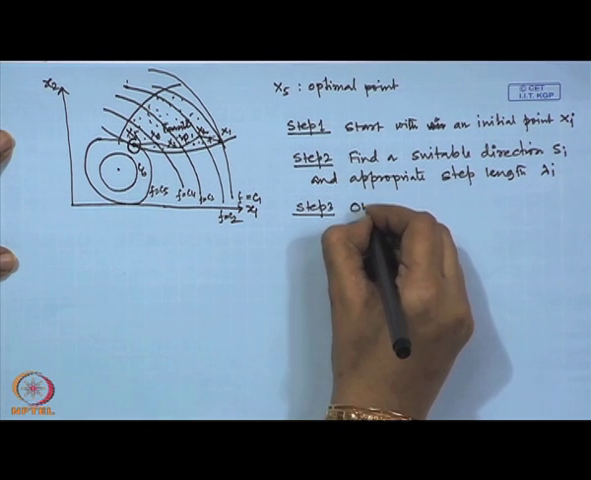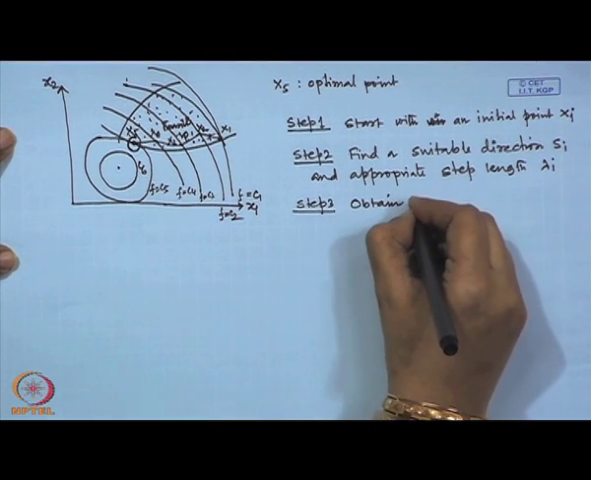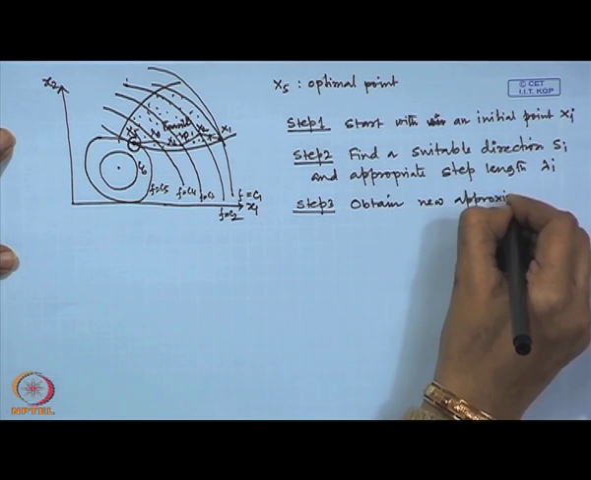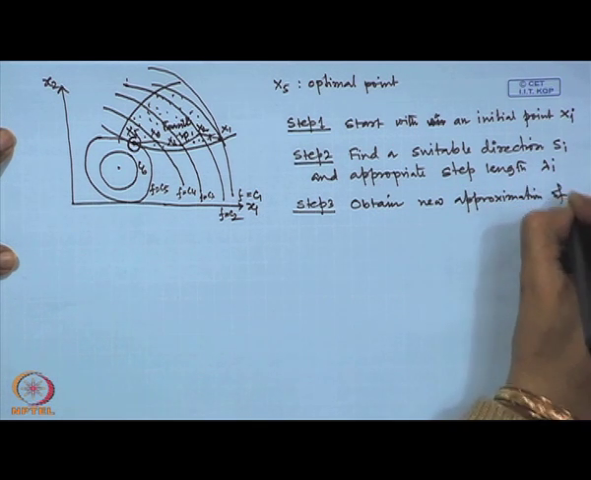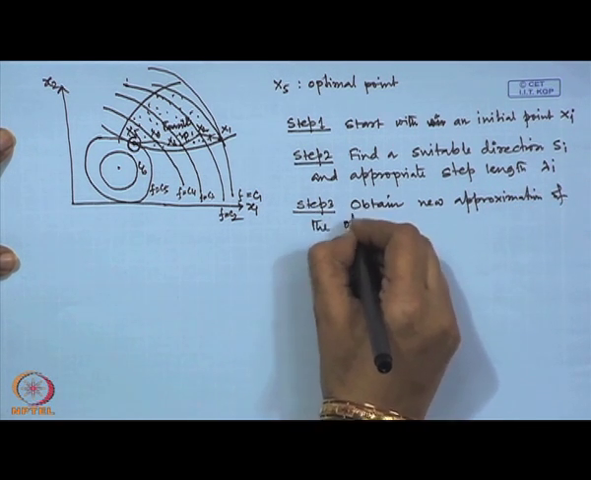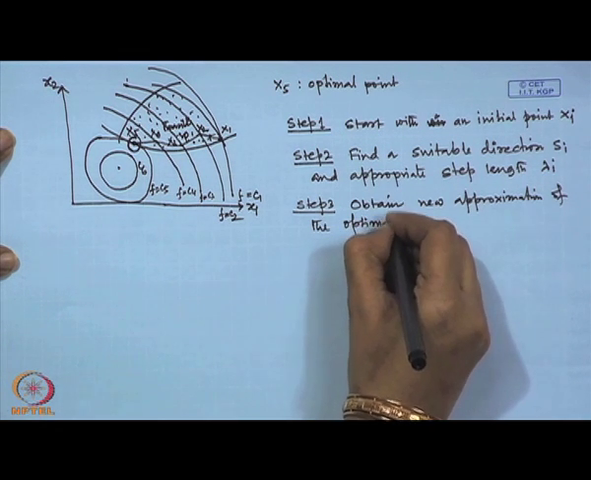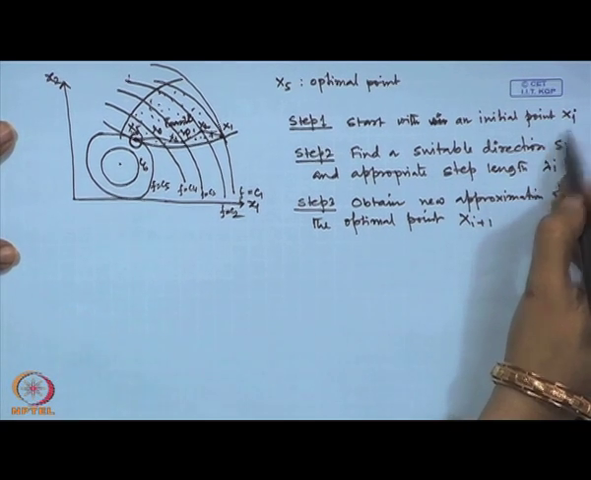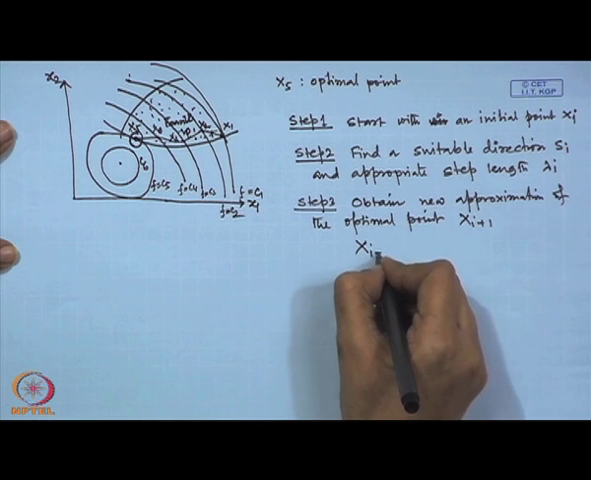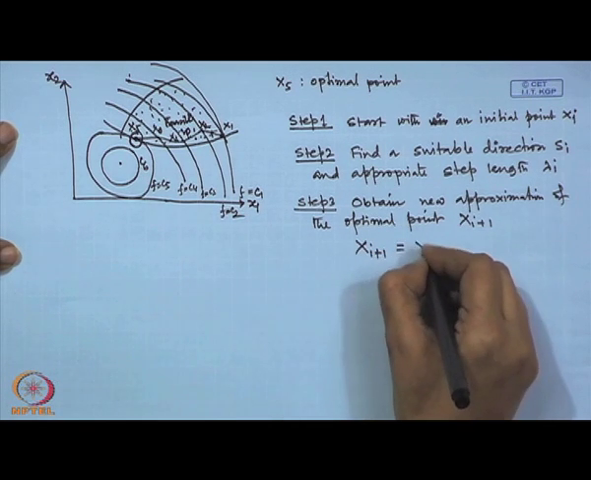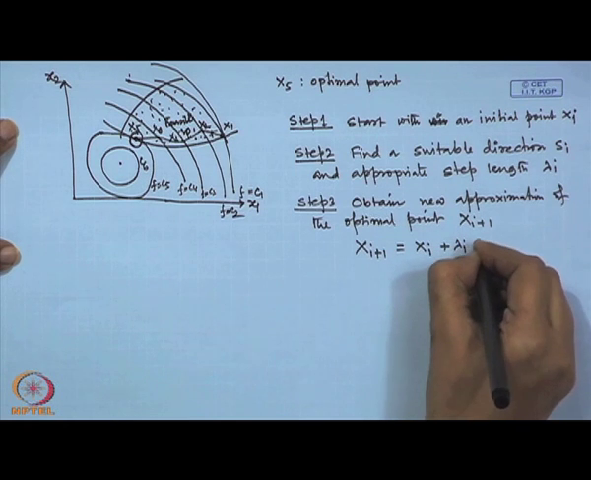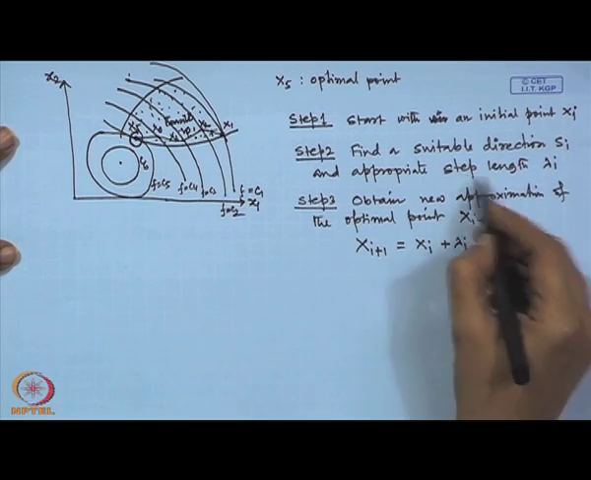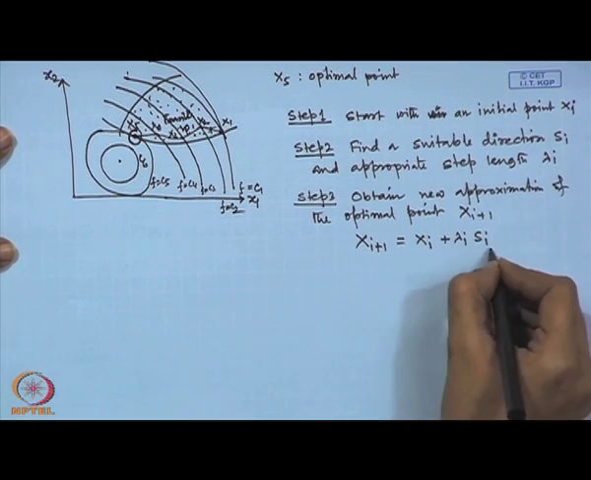How? We will go for the new approximation of the optimal point. That is xi plus 1. I am starting from the ith step, I am moving to xi plus 1. What is the formation of xi plus 1? It should be xi plus lambda i and si, where we have chosen the suitable direction and the corresponding step length in the ith step.